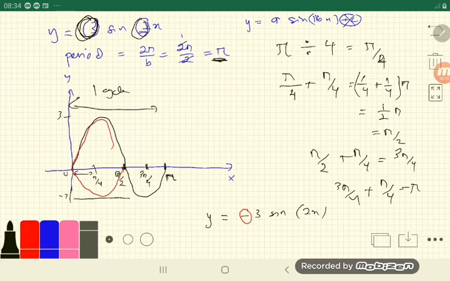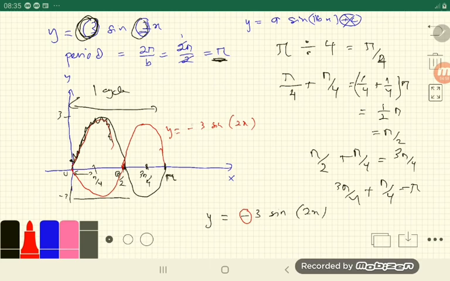On this part you have something like this, so you are going to get something like this. Your graph will be in the red color, not this part anymore, this part. So this refers to y equals -3 sine 2x. This is where I put the negative in front of it.